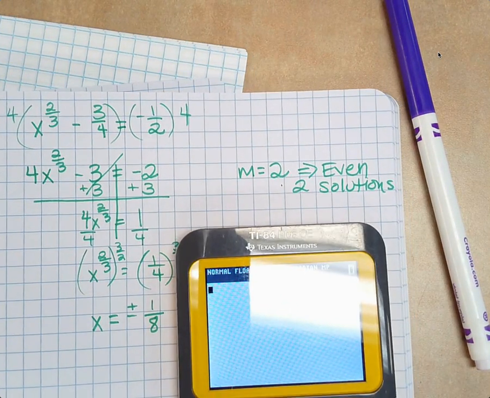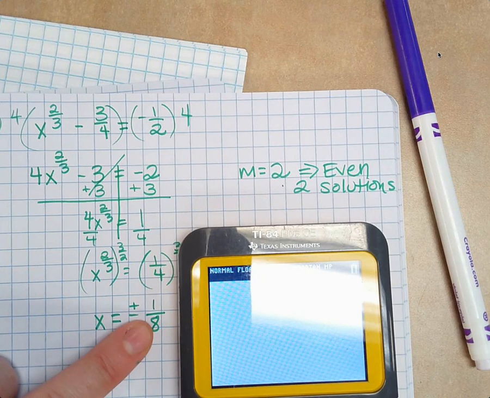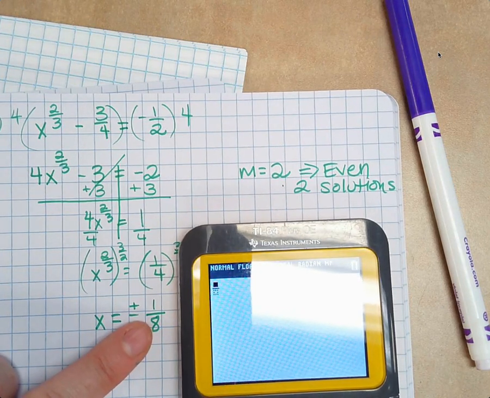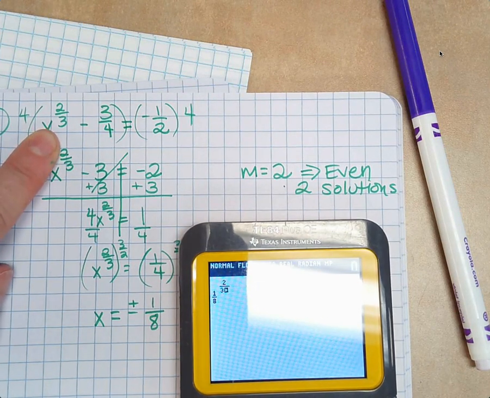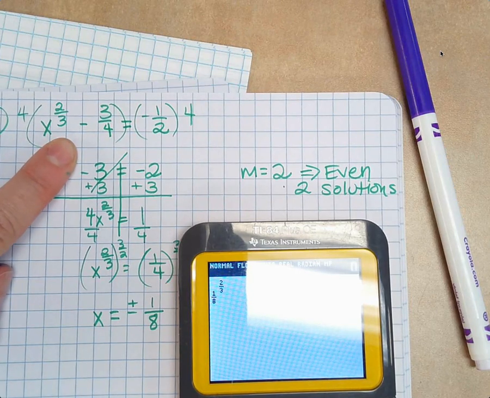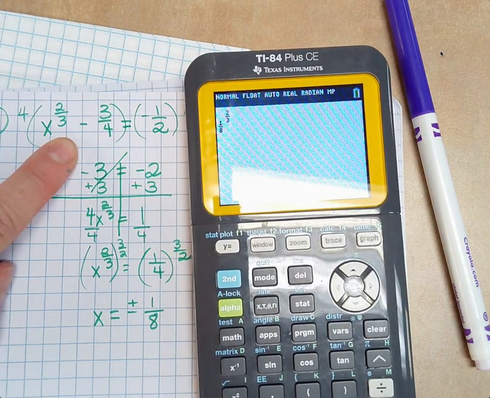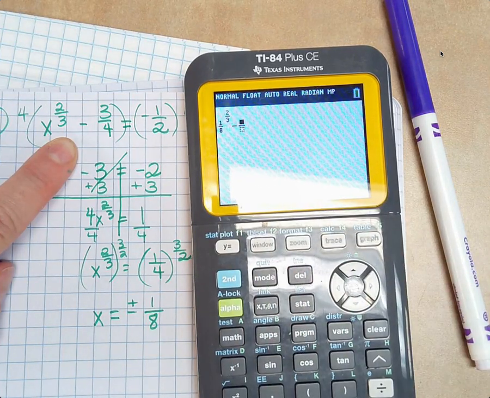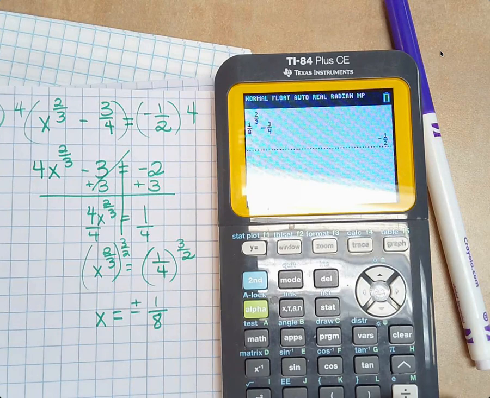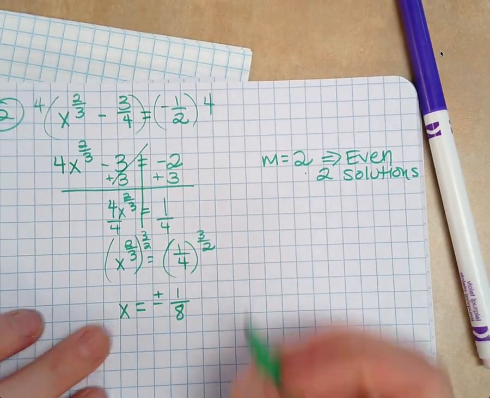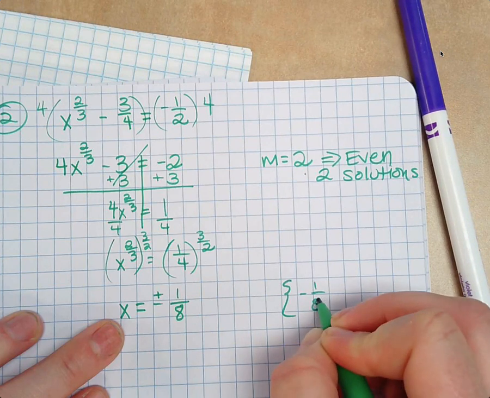Use the calculator. So let's do it with 1/8. 1/8 raised to the 2/3. Make sure you arrow over to get it to come down. Minus 3/4. Negative 1/2, and that's what it's supposed to be, negative 1/2. So we can write our solution set as negative 1/8, positive 1/8.